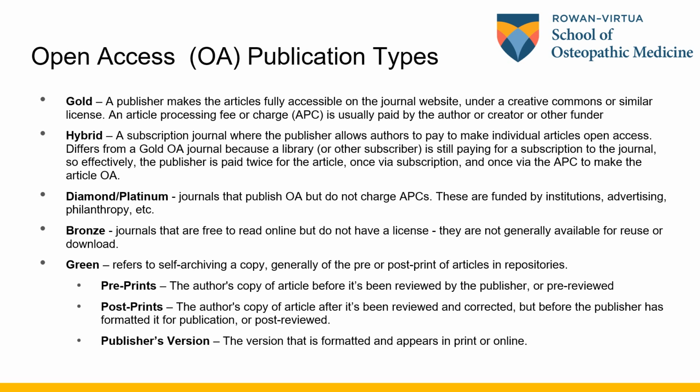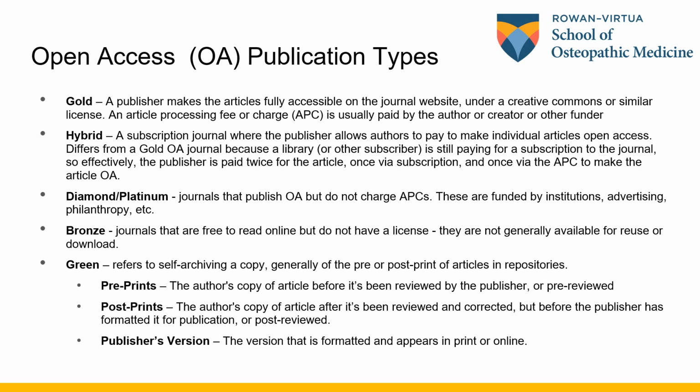The APC could be written into a grant or perhaps paid by the institution, by an organization, or by an outside agency that is sponsoring the research, or it could fall to the author to pay that APC. With hybrid journals, the publisher allows authors to make a choice to either pay to make individual articles open access or to go the more traditional route and allow the article to only be accessible to subscribers of the journal.